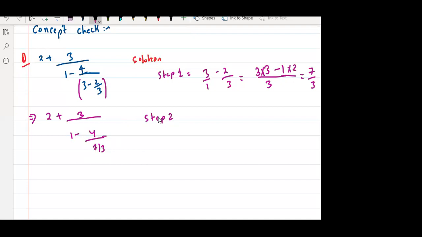Step 2. Now this 4, 7 by 3, right? This whole term, I can just say it can be written as 4 divided by 7 by 3. Can be written as 4 into 3 by 7. I hope all of you remember how to do this.